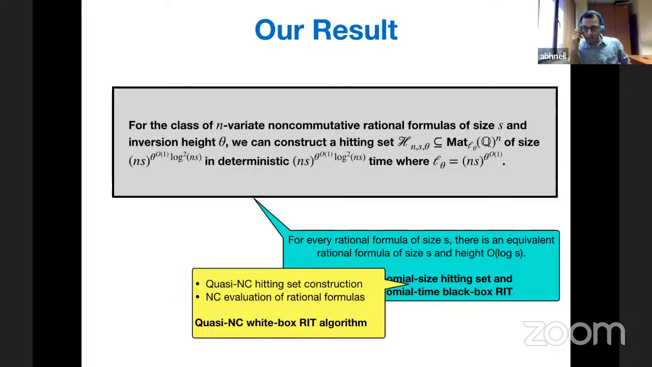Any more questions? Derksen and Makam's bound, I'm guessing, was polynomial. Yes, so this is far from optimal. We know that for an s-size formula there exists a matrix substitution of dimension 2s, and for the hitting set that we are getting, for the general rational formula where the inversion height is not constant, it can be as large as log s, our dimension is quasi-polynomial. It's far from optimal.